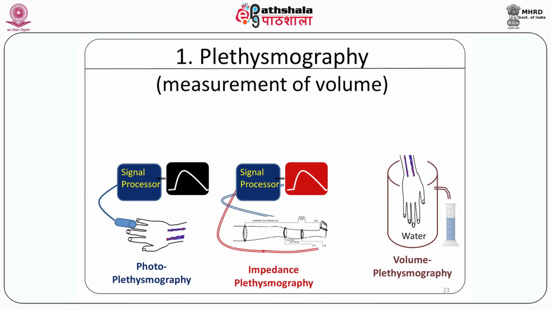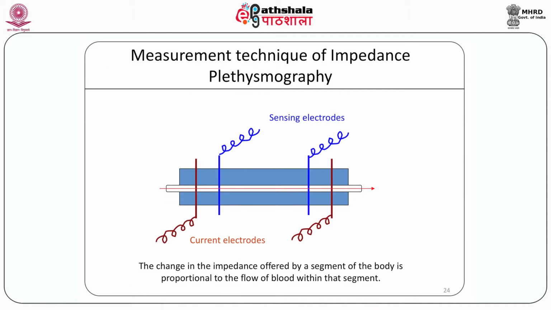The impedance plethysmography technique will be described in detail. The volume plethysmography by using water or air displacement is a standard teaching tool for students of physiology. The impedance plethysmography technique uses a very small, non-perceptible current and is entirely safe. This is injected into the body at a very high frequency in the range of 50 to 100 kilohertz.